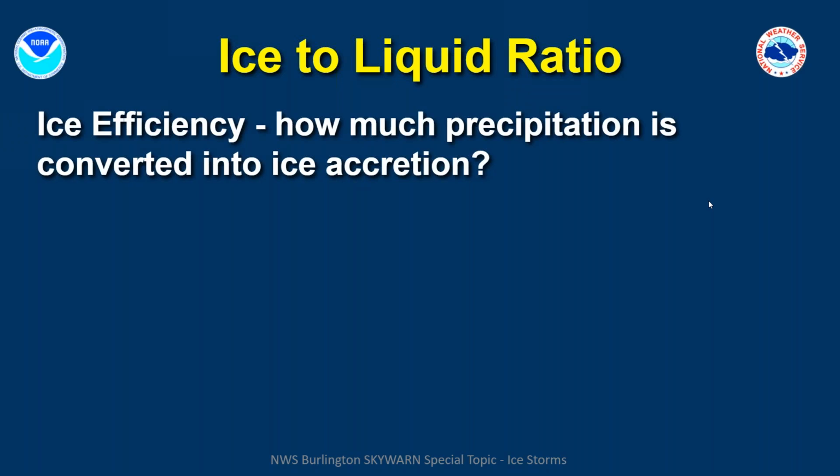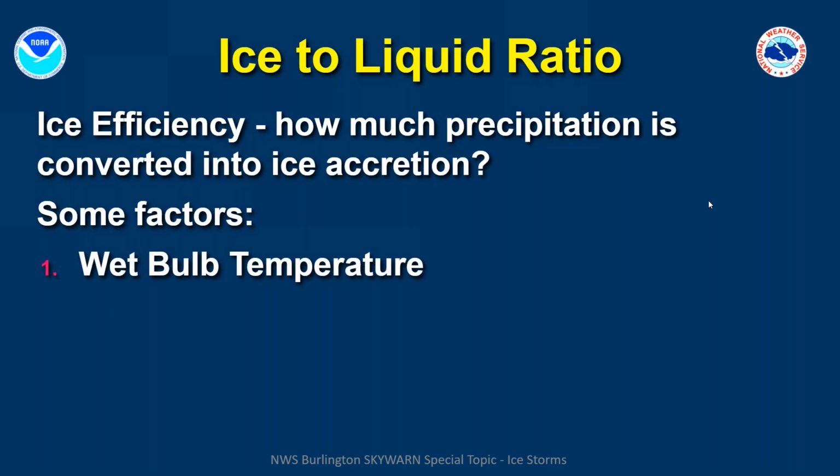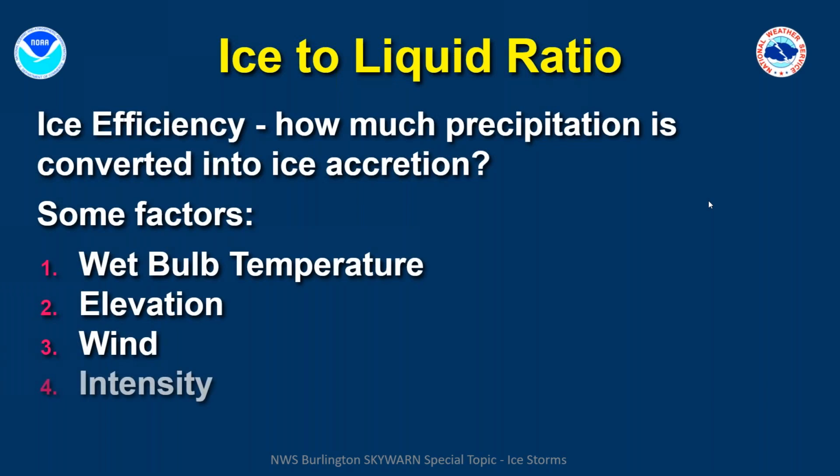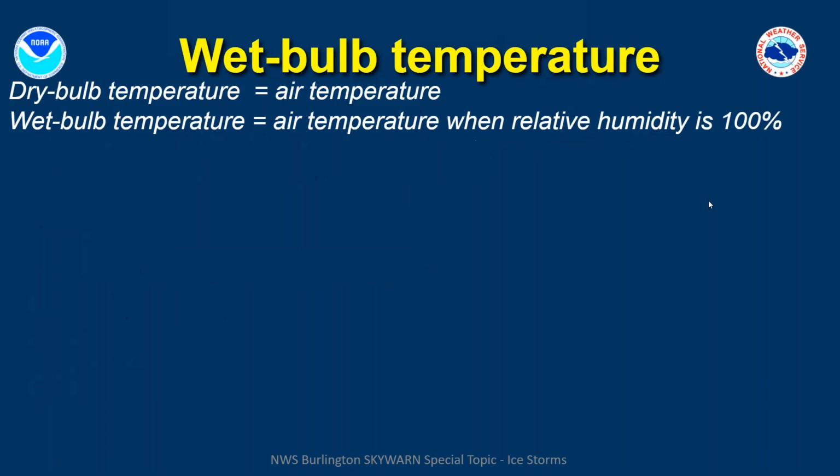So again, ice efficiency is telling us what is the expected ice accretion based off of the precipitation and various factors, which can include the wet bulb temperature, elevation, wind, and the intensity of precipitation itself. So the wet bulb temperature, as a reminder if you don't know what that is referring to, basically the dry bulb temperature is what we say is just the normal air temperature, whereas the wet bulb temperature is what the air temperature is going to be at 100% relative humidity.